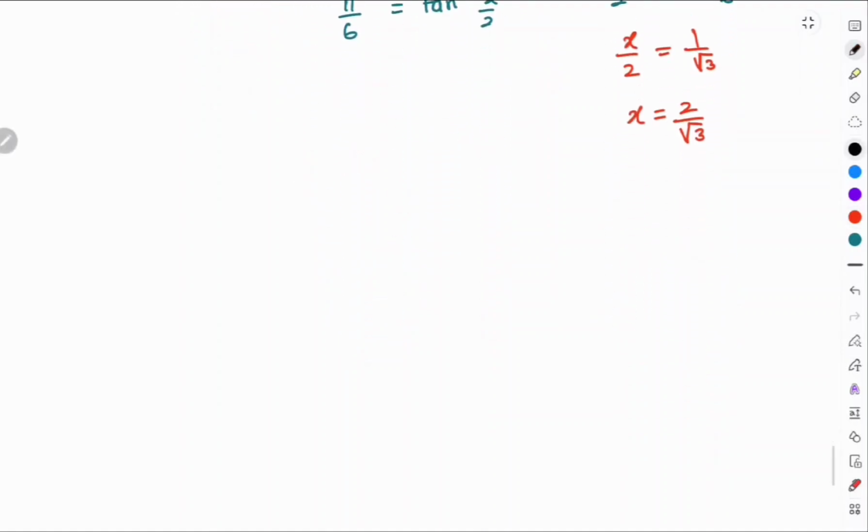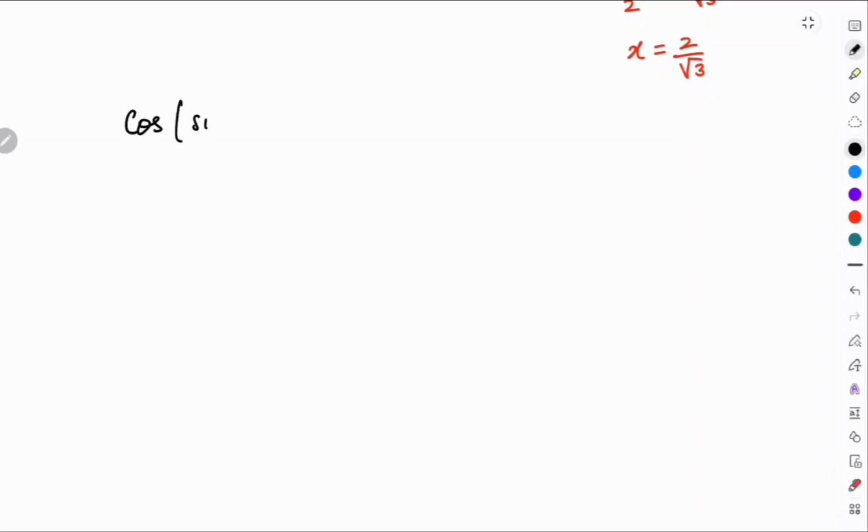Yes. So next one we have cos of sine inverse x is equal to 1 by 9. So here I can write cos theta is equal to 1 by 9. So let us draw the triangle. So you have 1 over here if I keep theta here and 9 over here. So this will be root 80. Root 80 is nothing but 4 root 5.